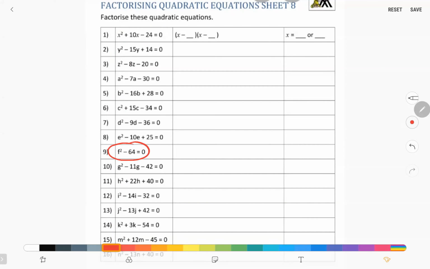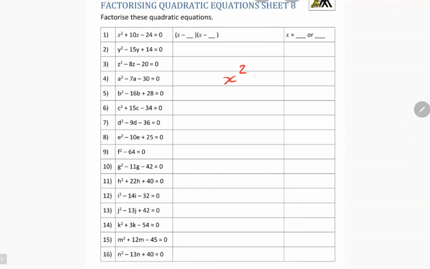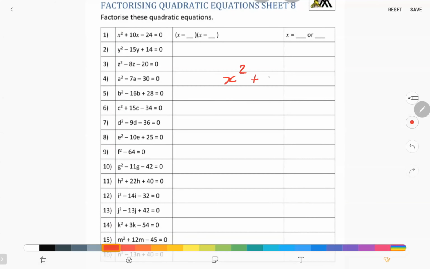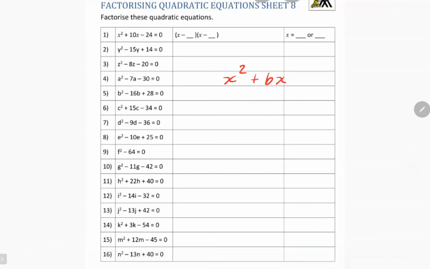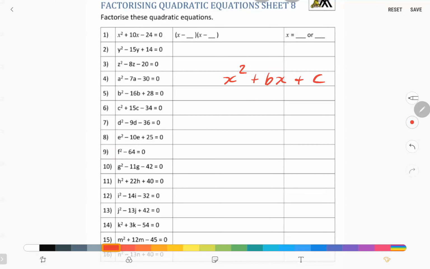All right, before I get into that, let me show you something now. If my quadratic is like x squared plus, say, bx, and say plus c, listen to me good now, you know.